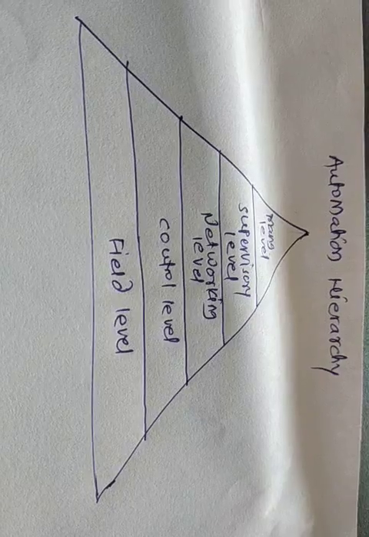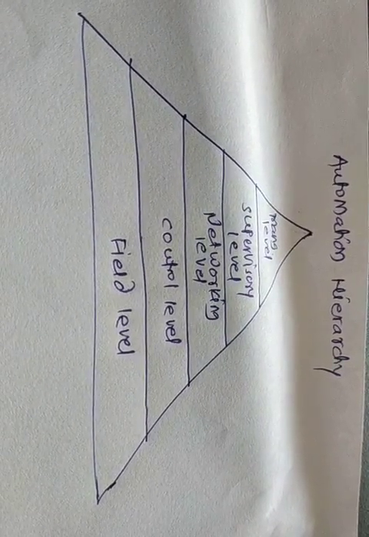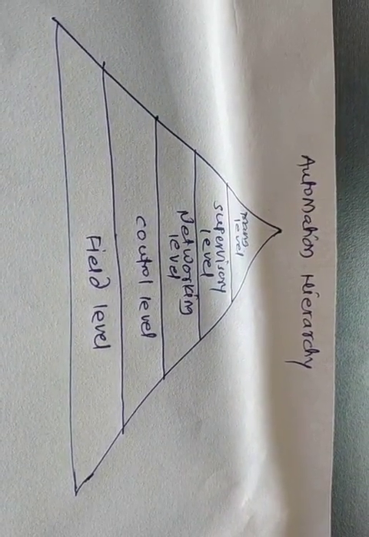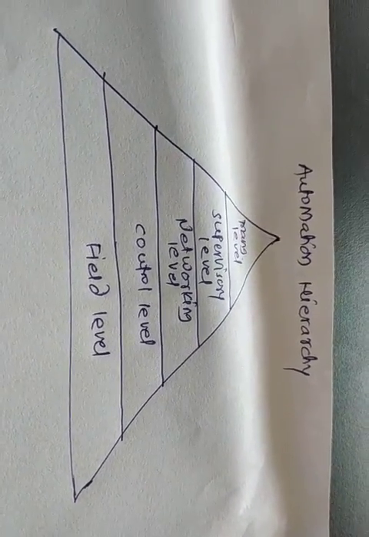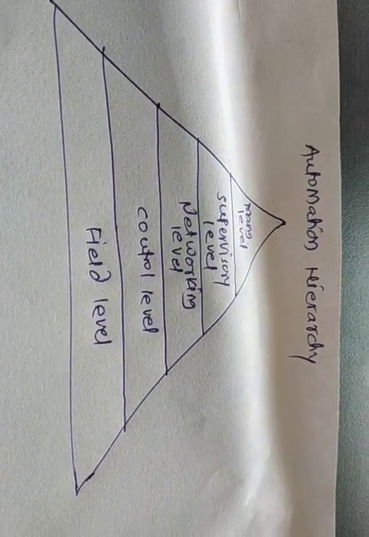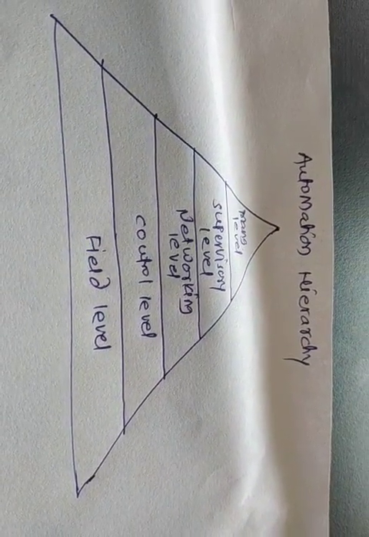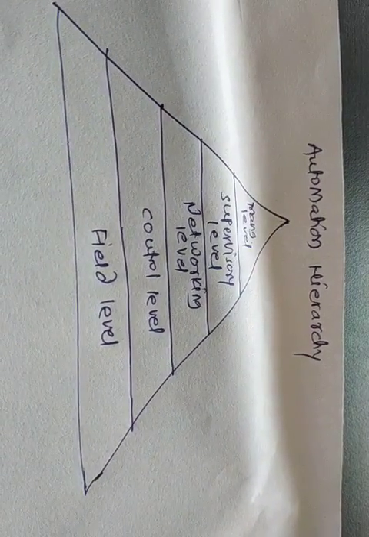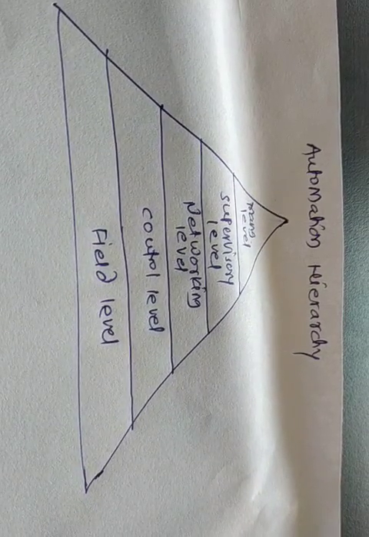There are different levels of the automation hierarchy, five levels that you can observe here. Whenever we perform automation or generate a system with respect to automation, we maintain some different levels, and the automation hierarchy shows you how you can generate the automation process by using these different levels.